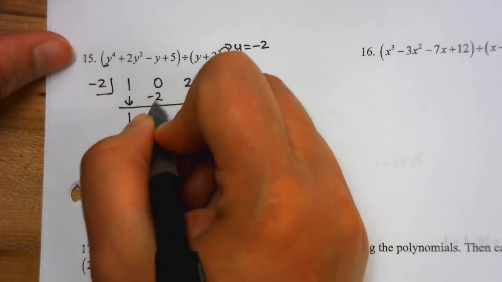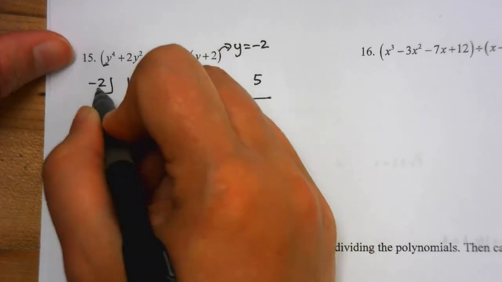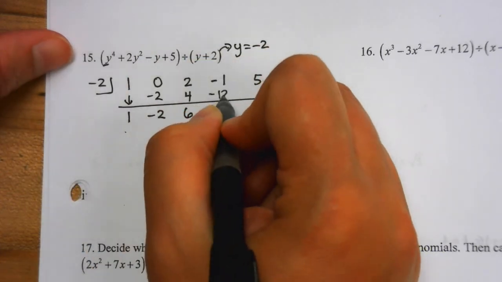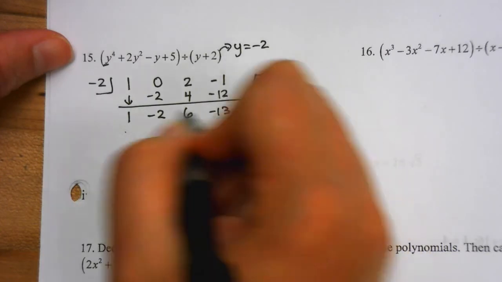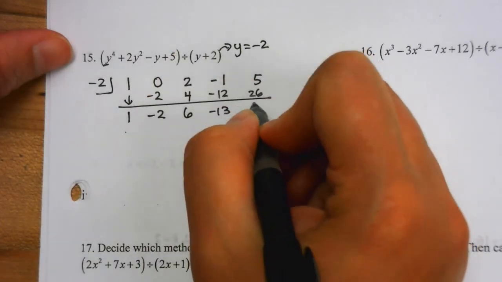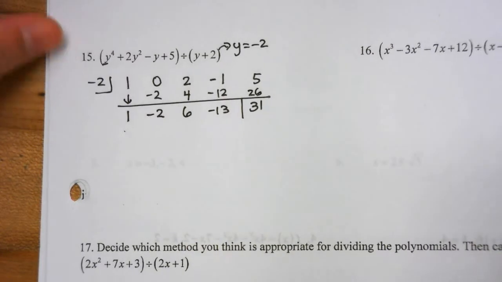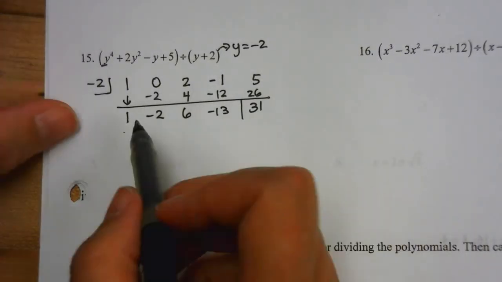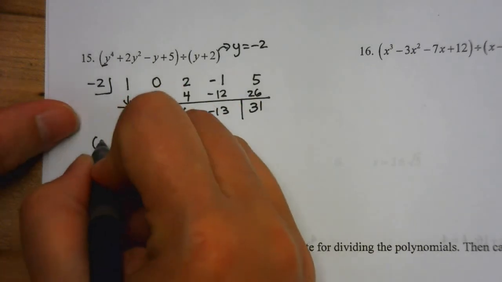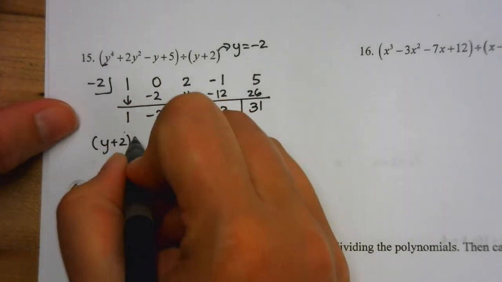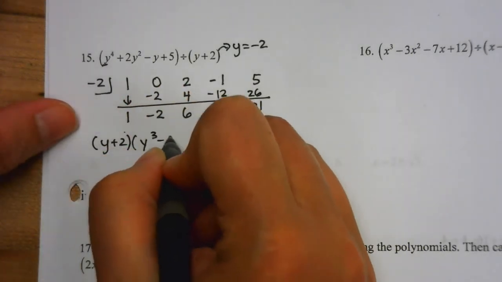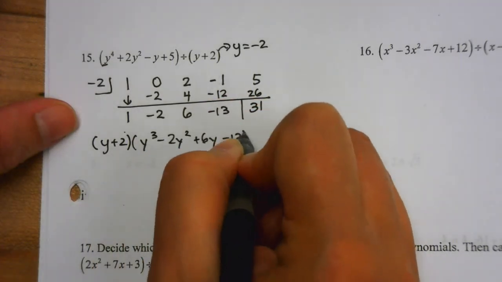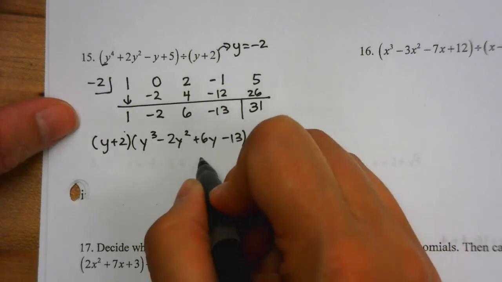Multiply gives me negative 2. Add straight down. Go back and multiply. Add straight down, go back and multiply, add straight down, go back and multiply. We get our remainder. So we started with a fourth degree polynomial on this one. Our answer is now a third degree polynomial. I have y plus 2, and then we have y cubed minus 2y squared plus 6y minus 13 is equal to our y to the fourth.